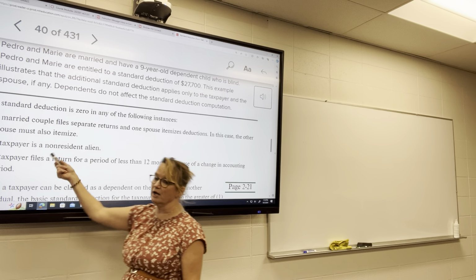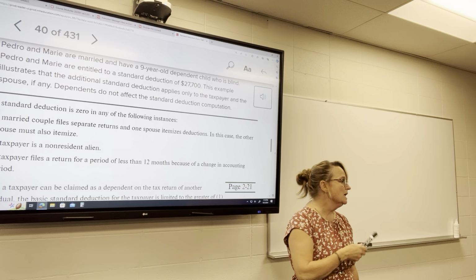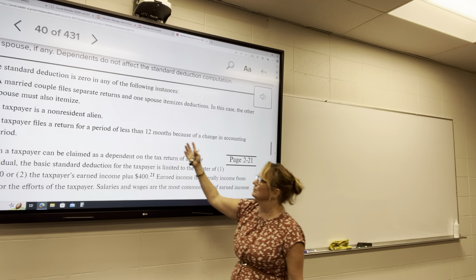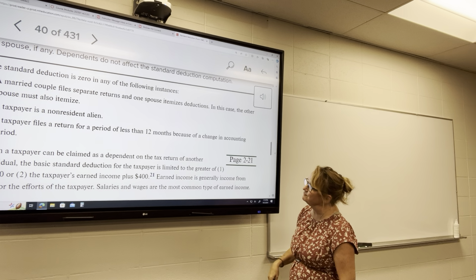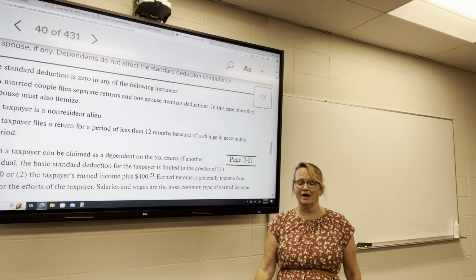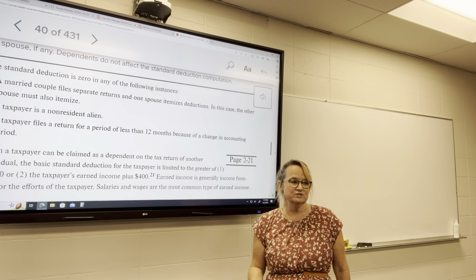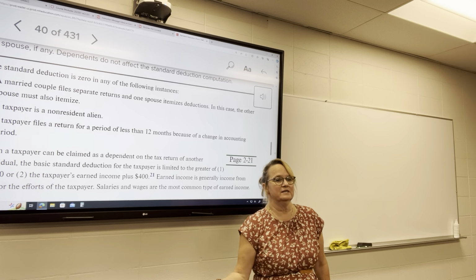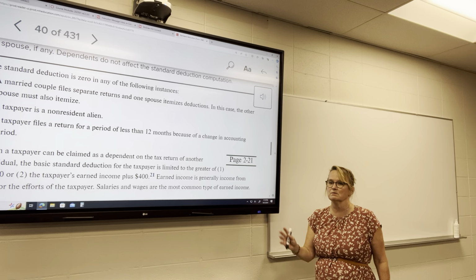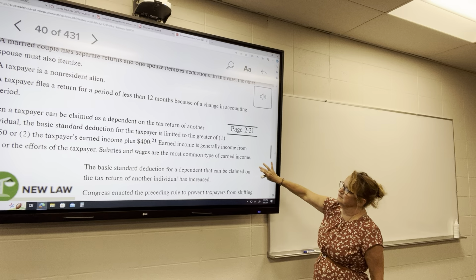If a taxpayer is a non-resident alien, and yes, they still have to file tax returns, then they do not get a standard deduction. Or, and I don't know when this would ever happen for individuals, a taxpayer files a return for a period of less than 12 months because of a change in accounting period. Honestly, there must be some situation out there, but for individuals everything is based on 12 months, and you don't have a change in accounting method. Maybe there's some case out there and I'm just not aware of it, but anyway.